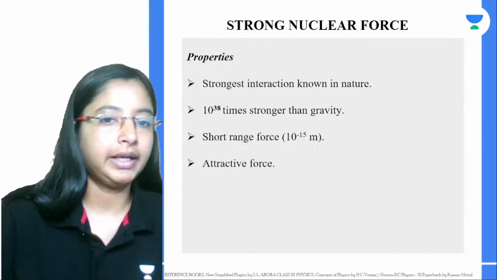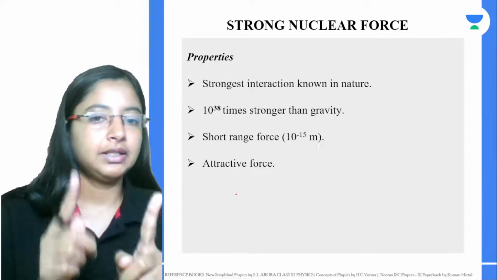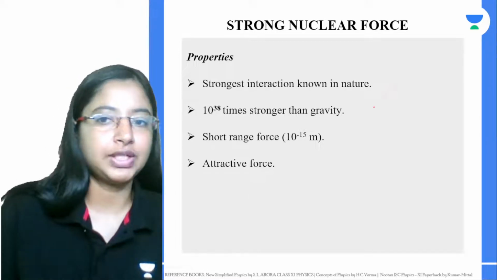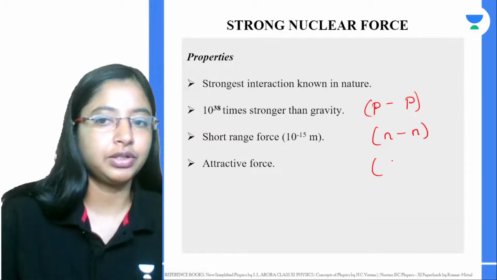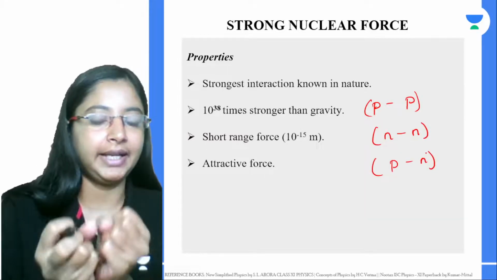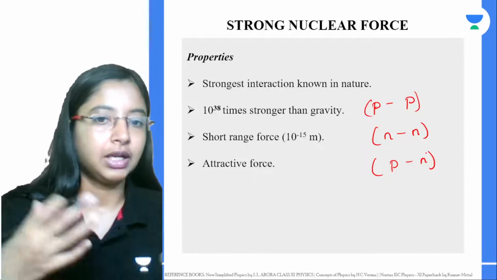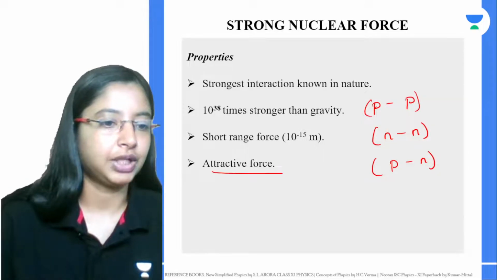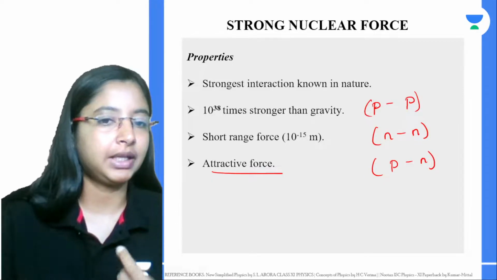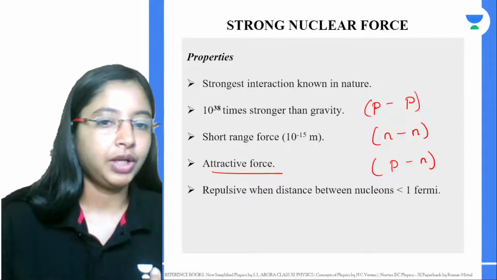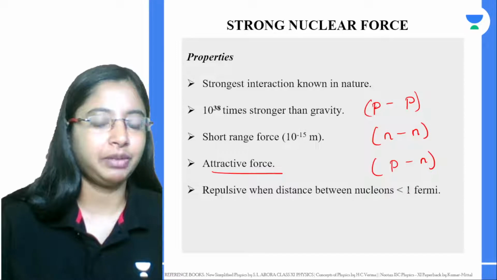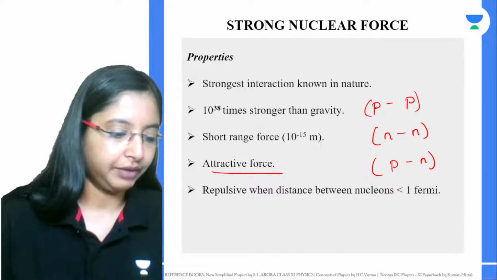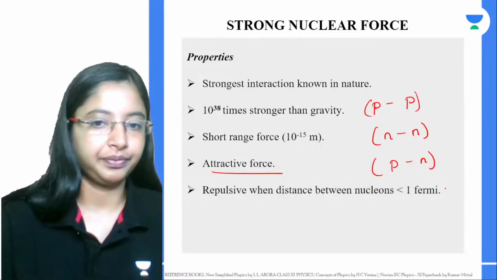It's an attractive force. Basically, this force is binding. This force acts between a proton and proton inside a nucleus, or a neutron and neutron, or a proton and neutron. It is what binds all of these protons and neutrons inside a nucleus. Because of this, we call it an attractive force. Unlike the electromagnetic, electrostatic force, it's not repelling them. Repulsion between them happens only when the distance goes higher.